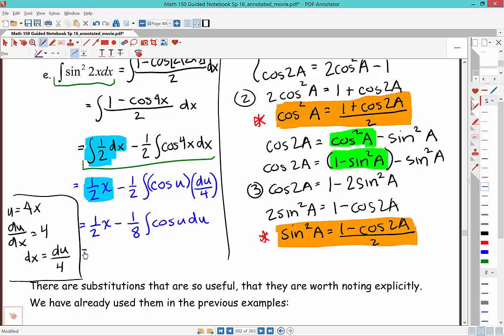Now I can integrate it, and I'll get 1/2 x from that first result minus 1/8 times sine of u plus c. But what was our u? Good, our u was 4x. And now you're done.